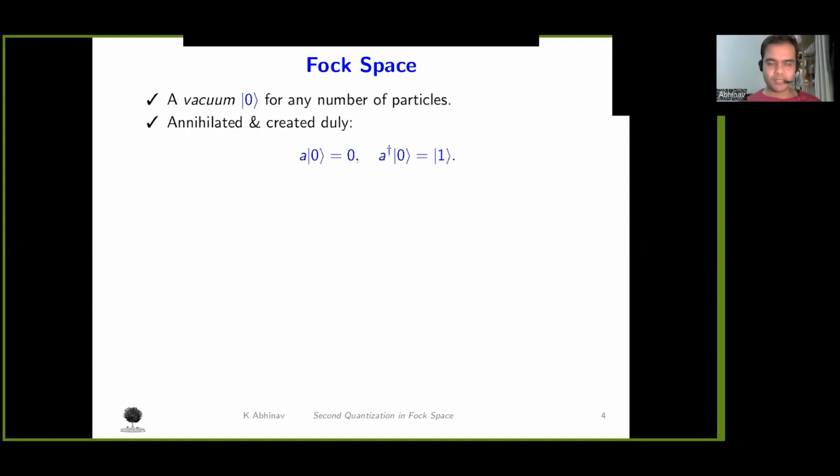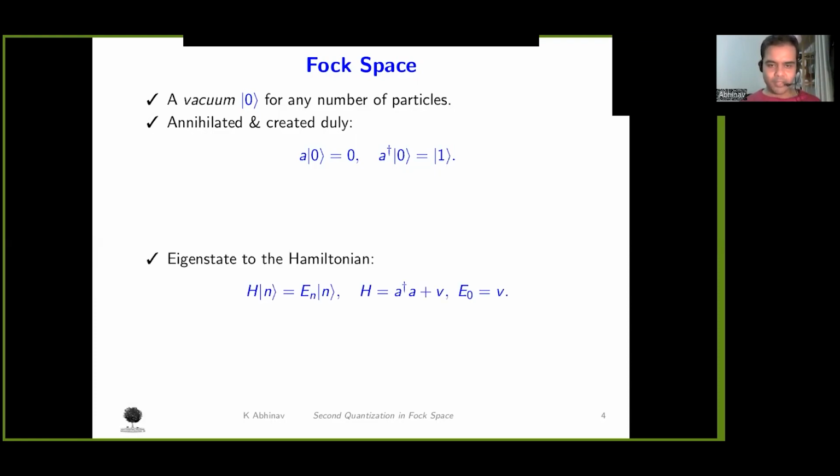That vacuum is annihilated by an operator, which is a generic requirement, because vacuum is the lowest energy state. That means there must be some operator which annihilates it. And to create a particle, there would be some creation operator, which is here A dagger, and it is the Hermitian conjugate of the annihilation operator A. So A dagger acting on the vacuum once creates a one particle state.